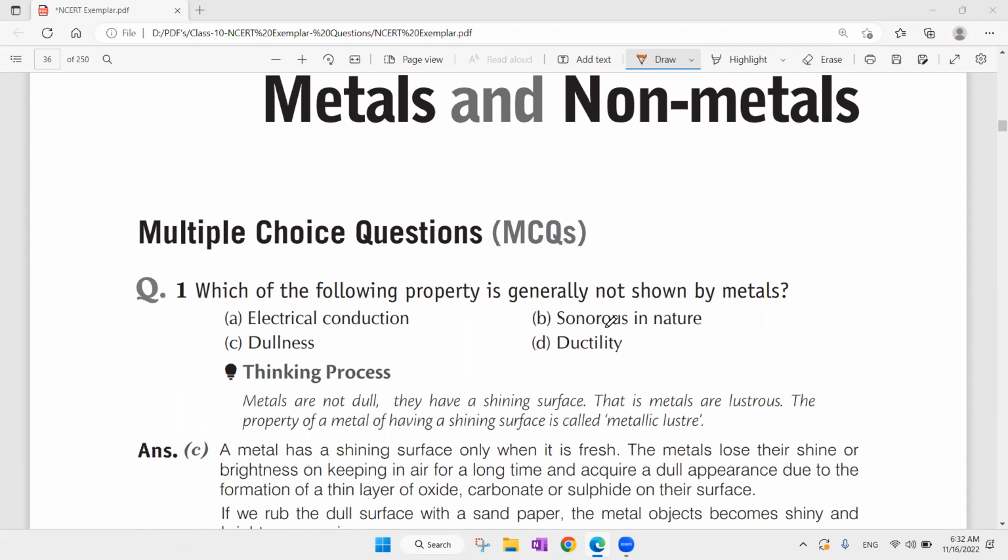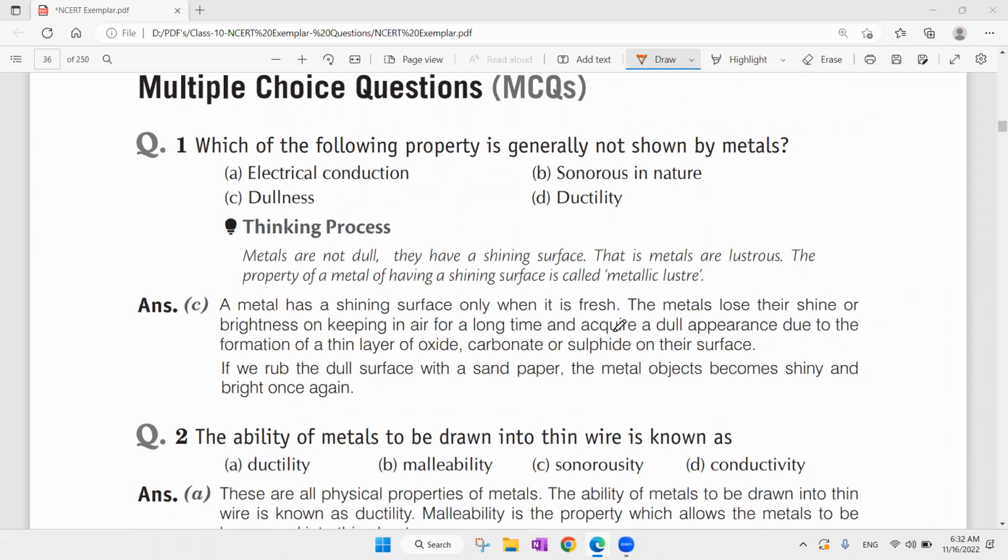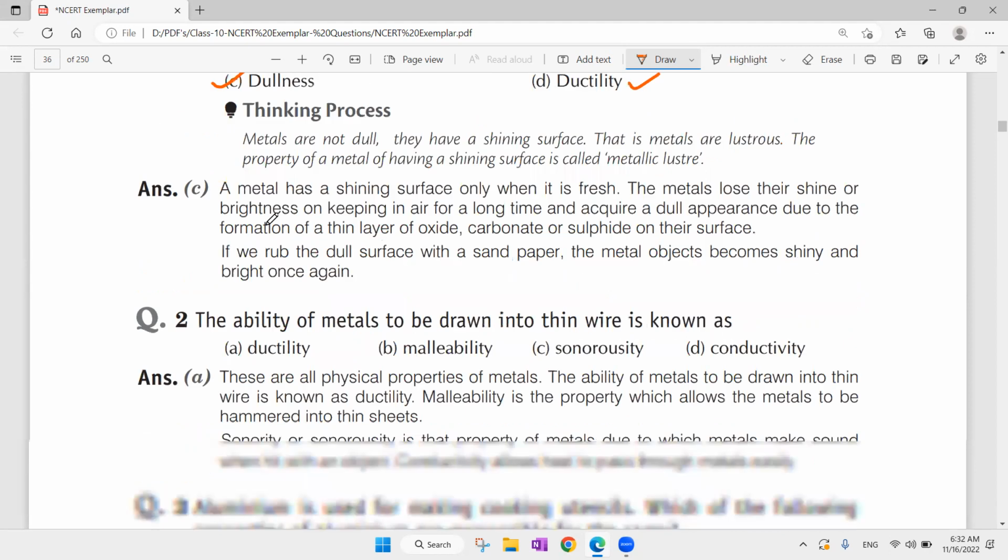Which of the following properties is generally not shown by metals? So they are asking for the property which is not shown by metals. Electric conduction, yes, it will show. Sonorous, yes, metals are sonorous in nature. Ductility, we can make them into wires. Dullness, metals are shiny, it is not dullness. So this is the option which it will not show.